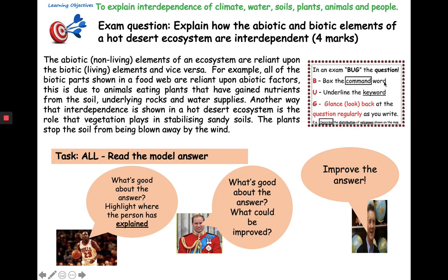So if this was a question that you were going to answer in a normal exam, don't forget you would always use the bug, okay? But have a read through and decide which geographer you are and have a go at that task and then hand that back in to your teacher when you're finished.